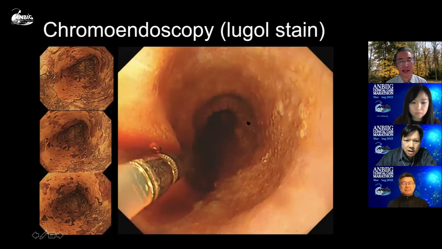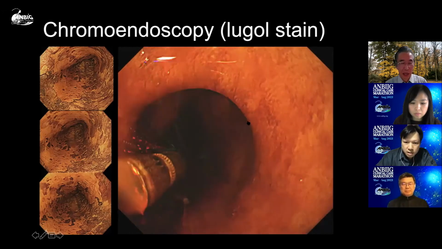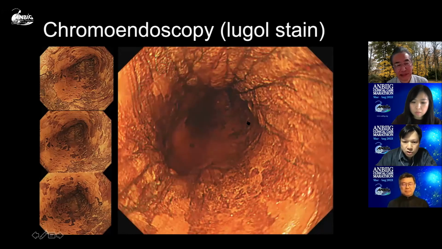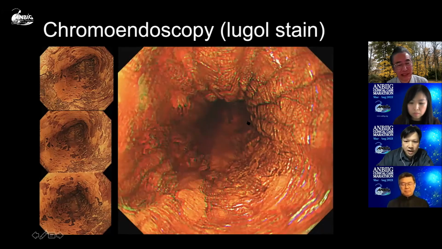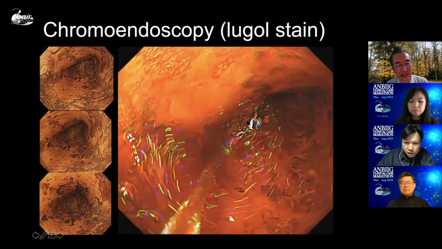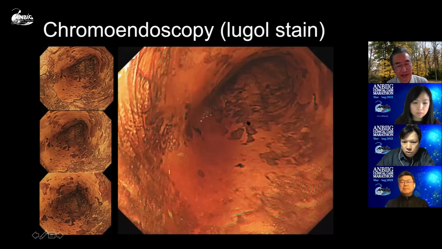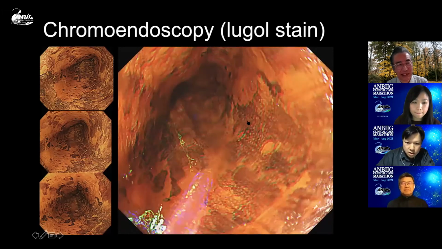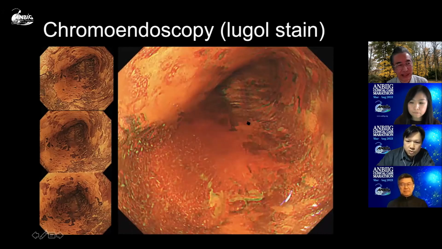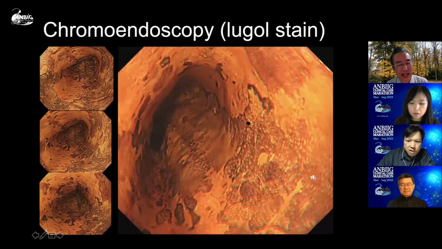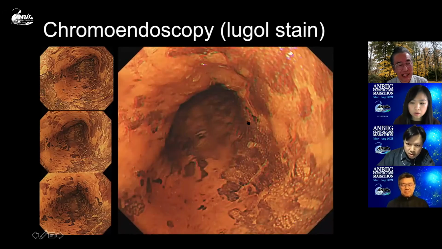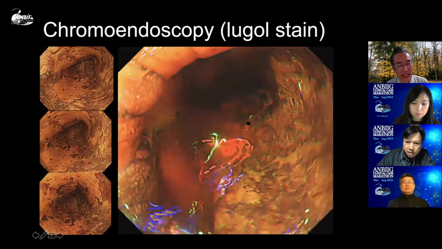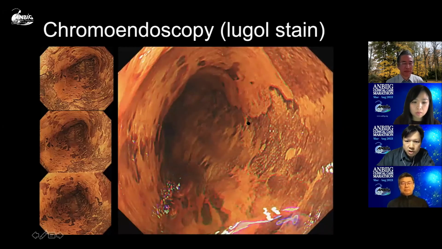Now I will let you see the Lugol staining. Usually I use Lugol solution with a concentration of about 1 to 1.5%. After spraying the Lugol and using some water flush, you can appreciate that after Lugol staining, the margin of the lesion will be more clear. So it's an extensive neoplastic lesion with Lugol voiding.